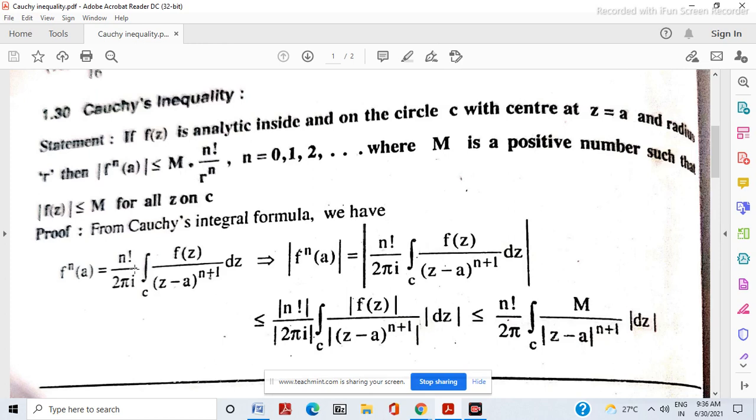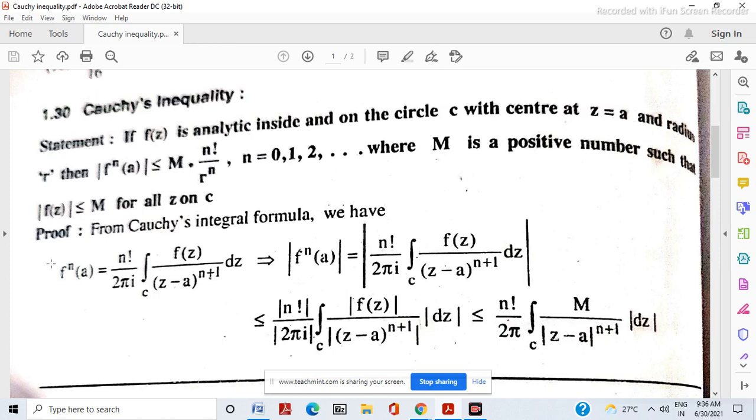Then this is easy only. We are just applying Cauchy's generalized integral formula. What is Cauchy's generalized integral formula? Write Cauchy's generalized integral formula first of all. Integral over C f of z by dz by (z minus a) power n plus 1 equal to 2 pi i by n factorial f^n of a.